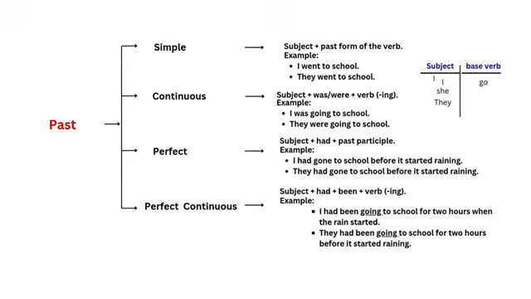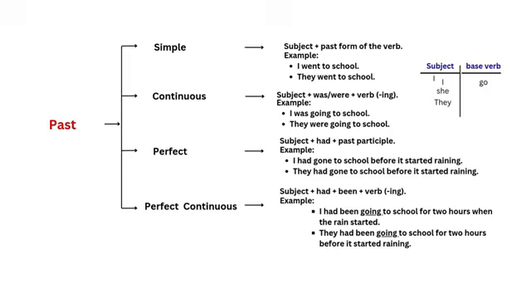Subject plus had plus been plus verbing. Example: I had been going to school for 2 hours when the rain started. This means that the person had been in the process of going to school for a duration of 2 hours, and then the rain began, interrupting or coinciding with the ongoing action.